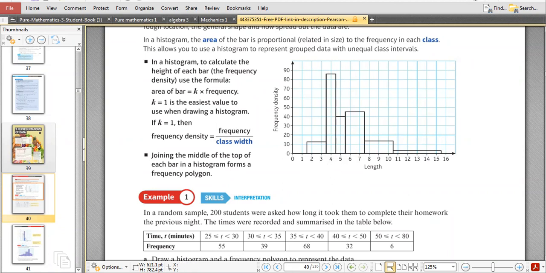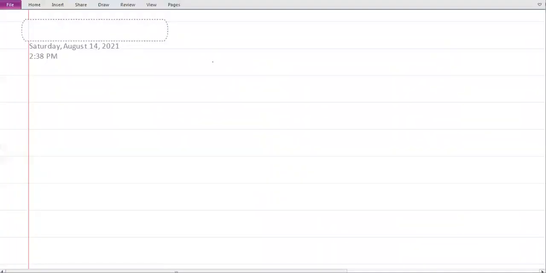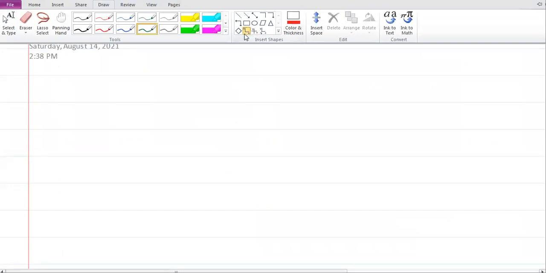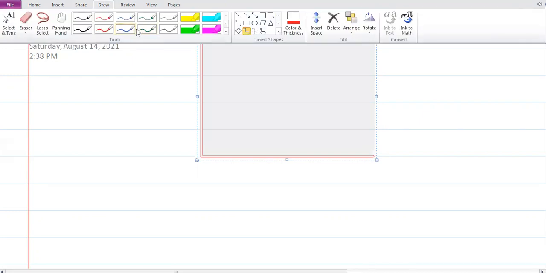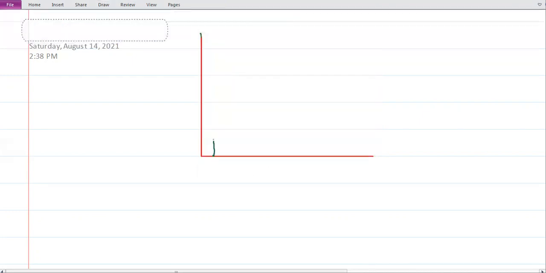Now we have a few terms for this. Let's suppose I have a histogram, and I'm going to show you a quick rough histogram here. If you look at the histogram, the bars will have a height, and they will have a width also.